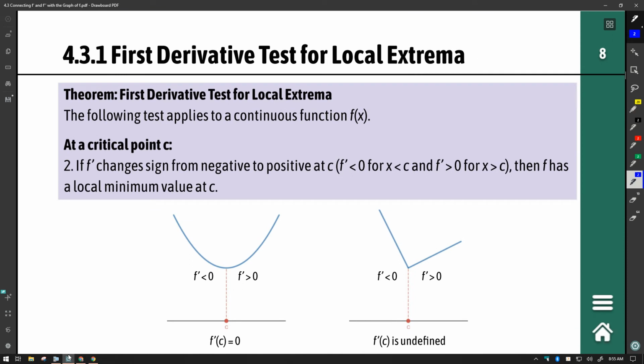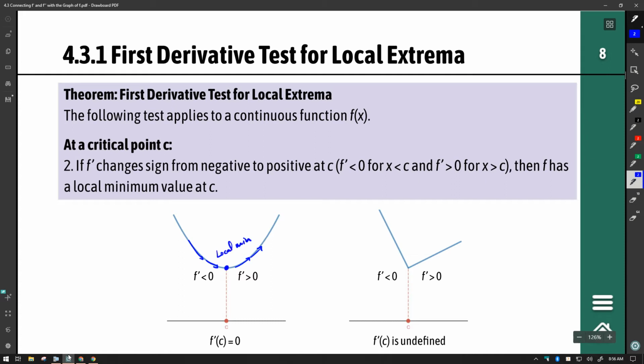Next, number 2, if f prime changes sign from negative to positive at that critical value, then f has a local minimum value at C, and we see that. F prime negative to the left, the graph is falling. F prime positive to the right, the graph is going up or rising. That makes this point at C a local min.